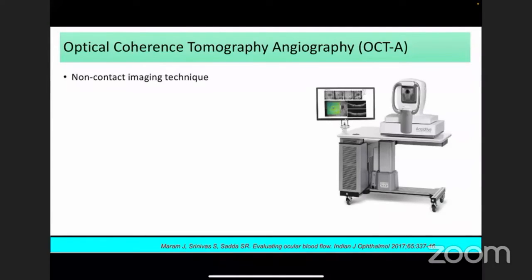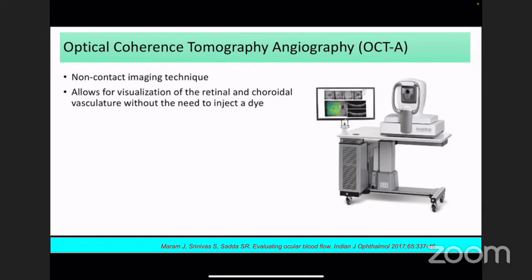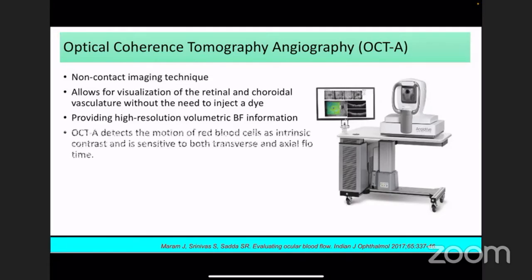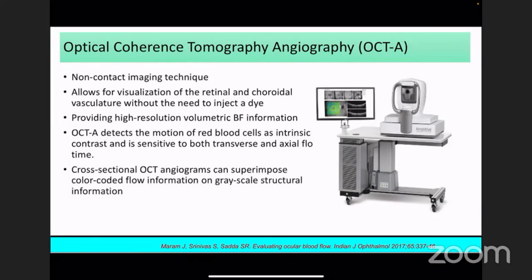Now coming to optical coherence tomography angiography, OCTA, which has come up recently and which is a non-contact imaging technique. The best part is that it allows visualization of retinal and choroidal vasculature without the need to inject a dye. And it provides high resolution volumetric blood flow information. The important thing is that it detects the motion of red blood cells as intrinsic contrast and is sensitive to both transverse and axial flow.